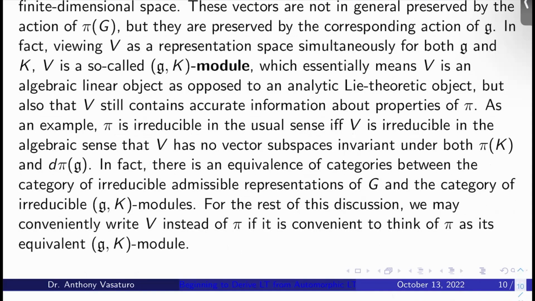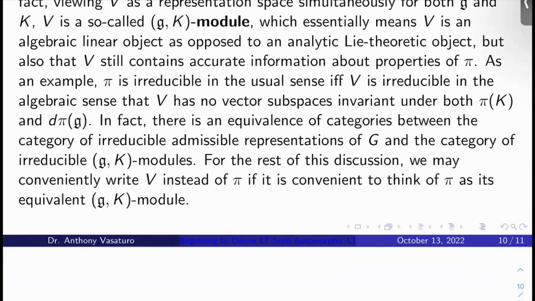Here's what I mean. Here's an example. It turns out π is irreducible in the usual representation theoretic sense if and only if V is irreducible in the algebraic sense, in that V has no vector subspaces invariant under both π(K) and the differentiated action dπ(𝔤). Okay?